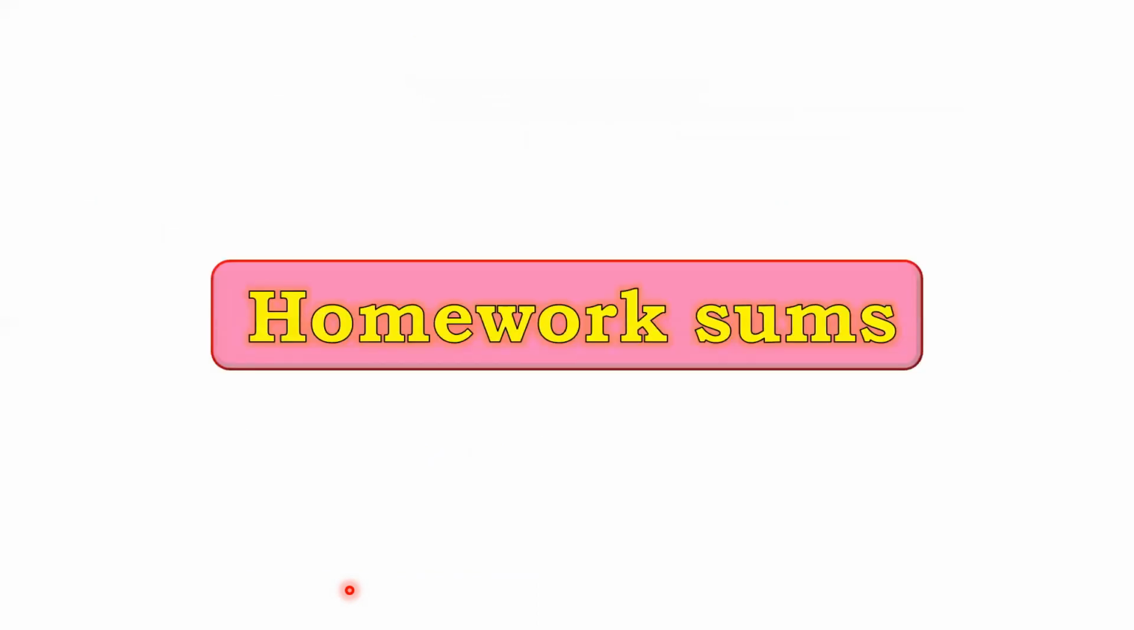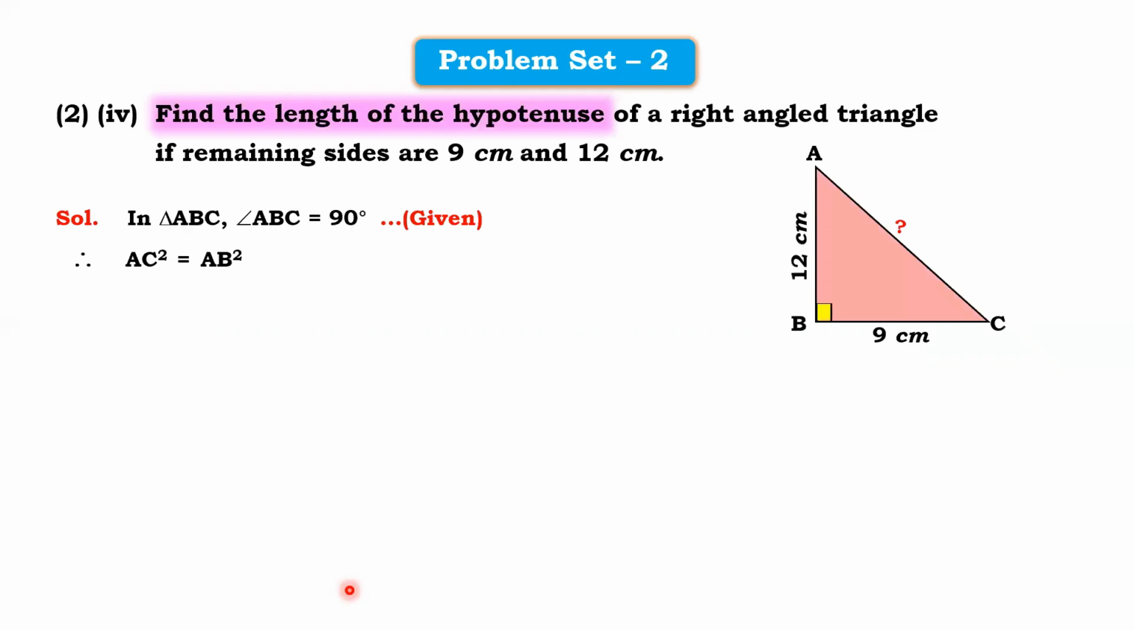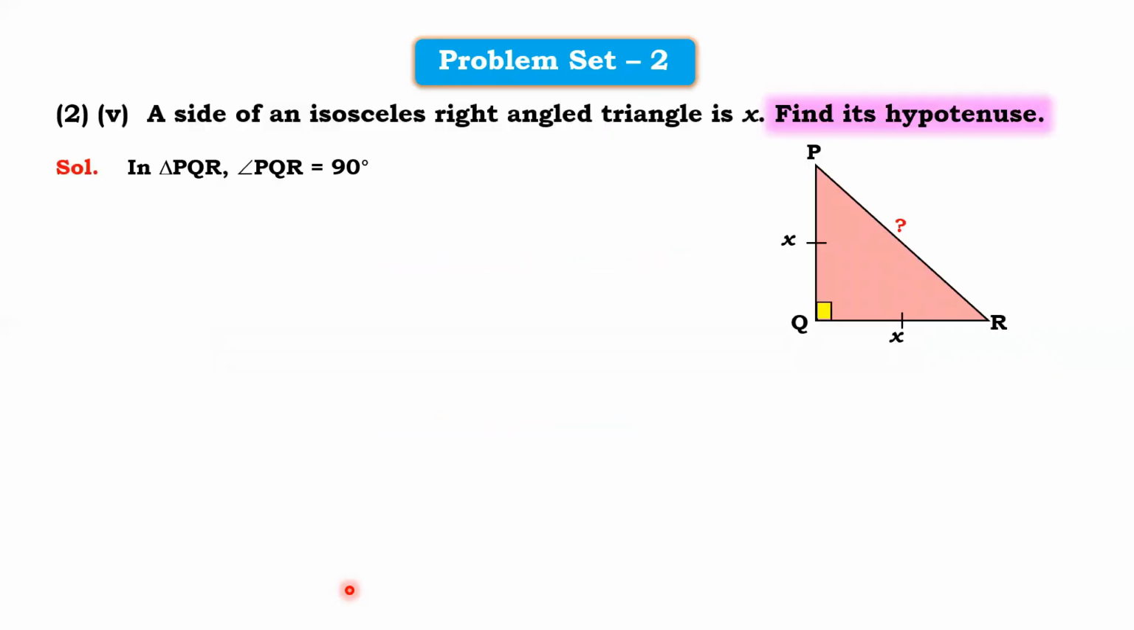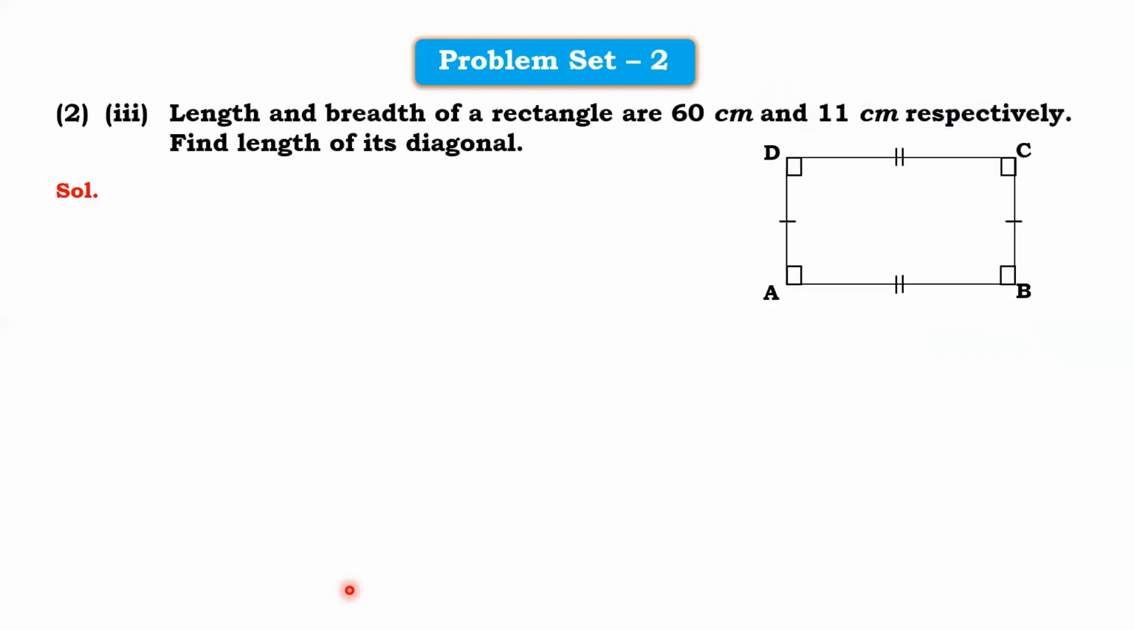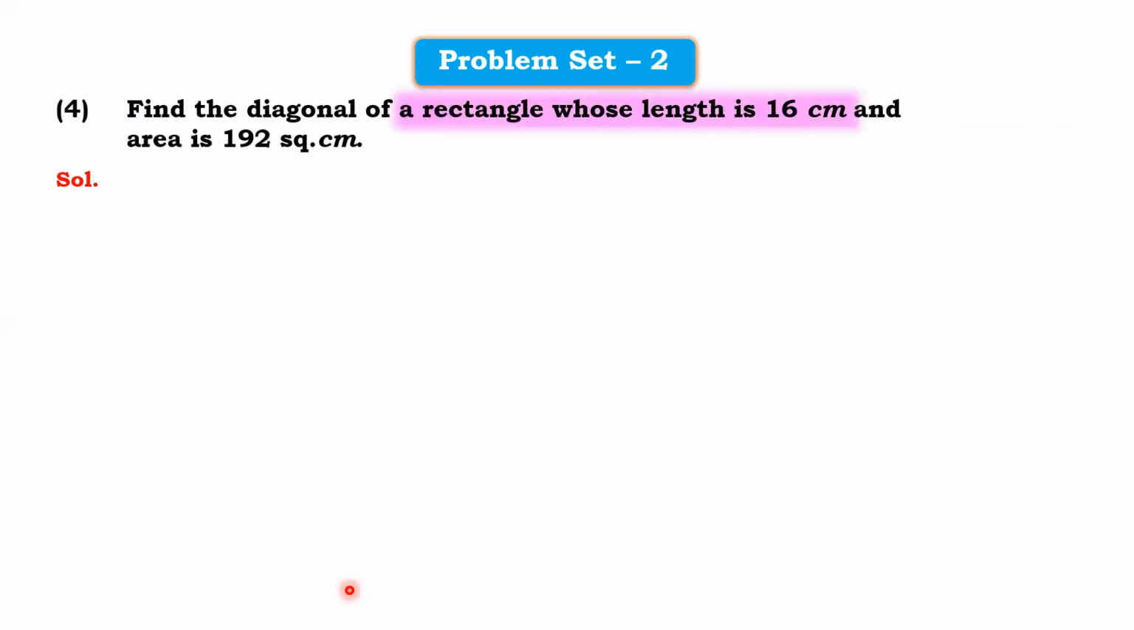So now students, I would like to tell you all to take some sums for homework as well. Make a note of it. Problem set 2, sum number 2, sub question 4. Make a note that you have to do this sum on your own. Problem set 2, sum number 2, sub question 4. Then problem set 2, sum number 2, sub question 5 as well. Problem set 2, sum number 2, sub question 3. And problem set 2, sum number 4. So these are the 4 questions I'm giving you as homework.